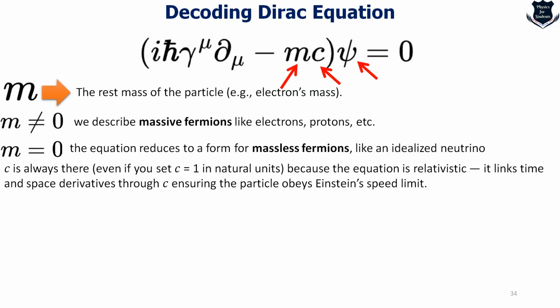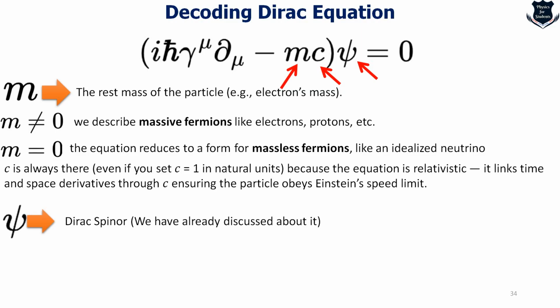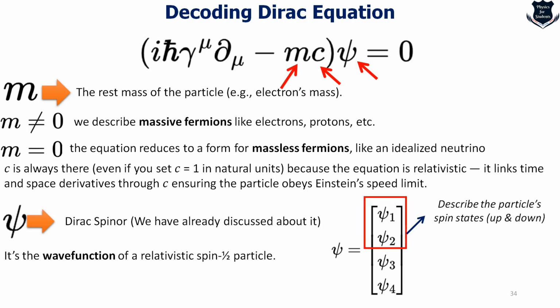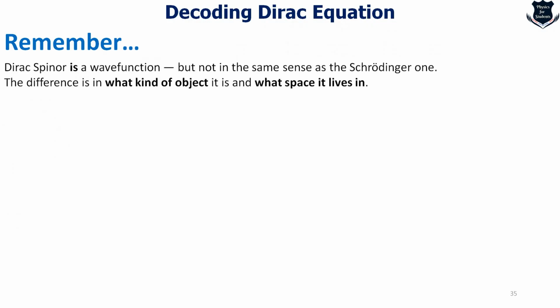Now the next thing that we have here, I have already explained, is called a Dirac spinor. It is a wave function of a relativistic spin-half particle. It has 2 parts. This one describes the particle spin up and down, and this is the antiparticle spin up and down. But there is a very important quick note in terms of explaining this spinor. Now the Dirac spinor, remember, is a wave function, but it is not the same as in Schrodinger's equation.